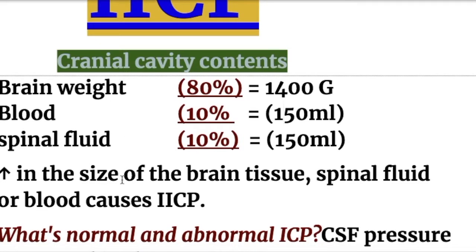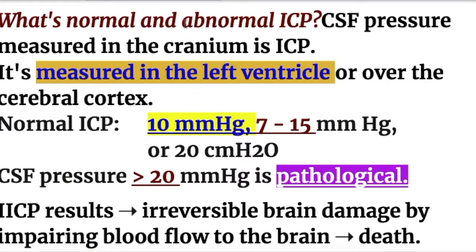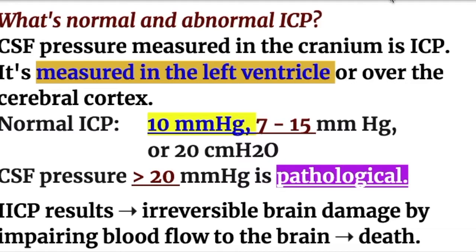An increase in size of any of the contents of the cranial cavity, the brain tissue, CSF and blood, causes increased intracranial pressure. Now, what's normal and abnormal intracranial pressure? CSF pressure measured in the cranium is intracranial pressure. It's measured in the left ventricle or over the cerebral cortex. So what's normal intracranial pressure? It's 10 millimeters of mercury, with an average between 7 to 15 millimeters of mercury, or 20 centimeters of water.